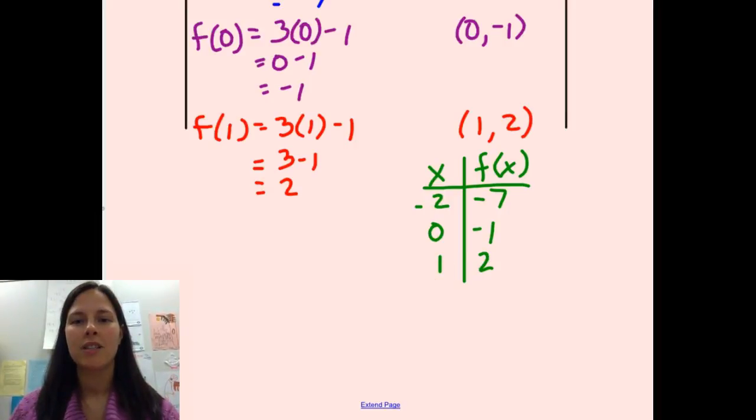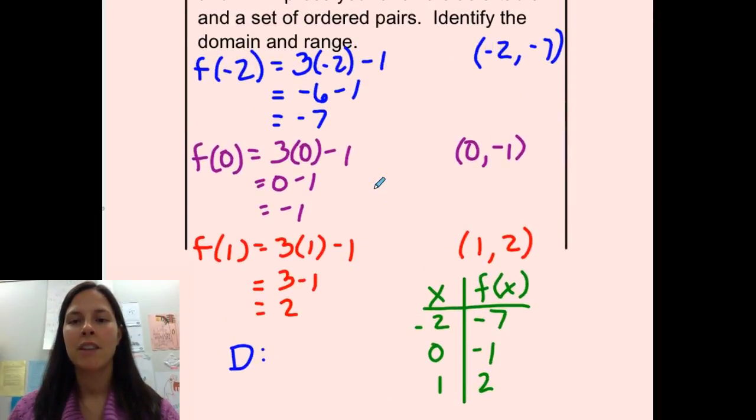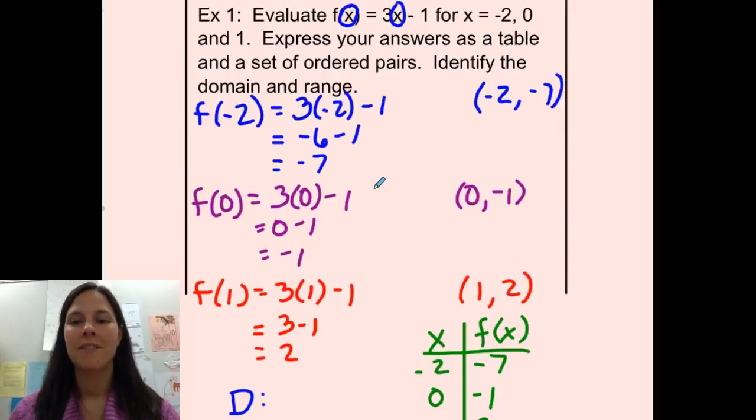And the last thing we were asked to do was talk about domain and range. Domain is what you put into a function. It's any x values that make the function what's called defined. Looking back at our original equation, when we put an x value in, we will multiply it by 3, and then we will subtract 1 from it.